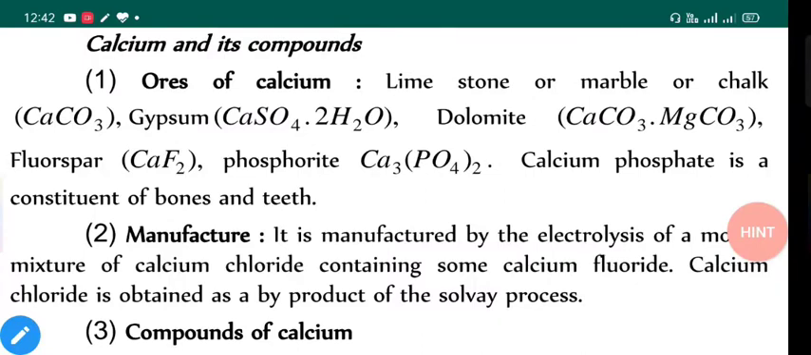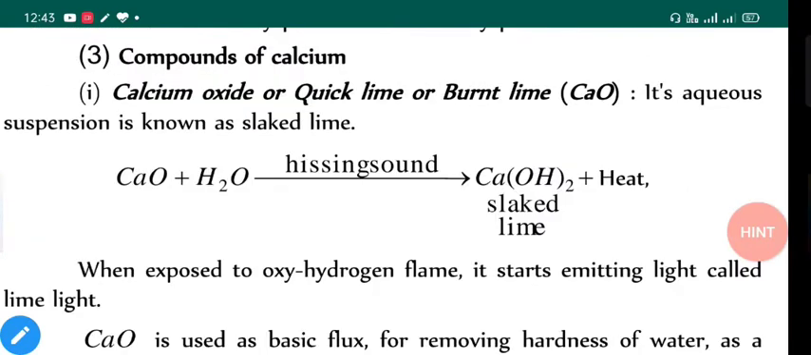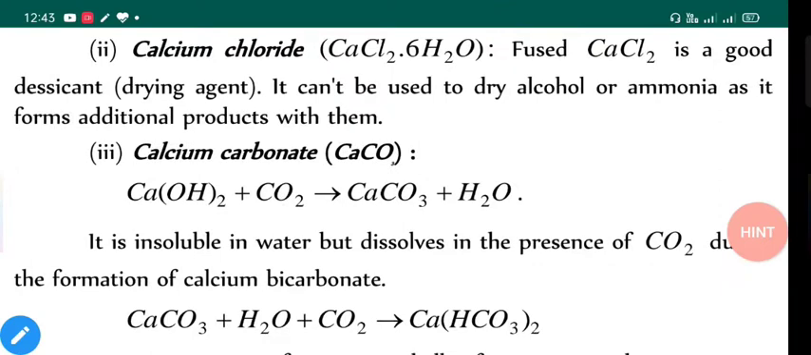So first of all, manufacturing. It is manufactured by electrolysis of the molten mixture of calcium chloride containing some calcium fluoride. Calcium chloride is obtained as a byproduct of the Solvay process. Then we have compounds of calcium. The first compound is already mentioned in the textbook, so we are moving to the other one. Next one will be calcium chloride. Fused CaCl2 is a good desiccant, that means drying agent, but it can't be used to dry alcohol or ammonia because it forms additional products with them.